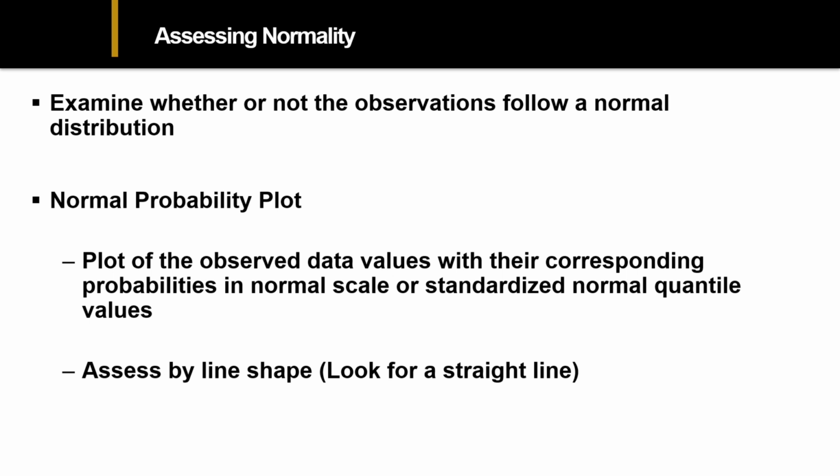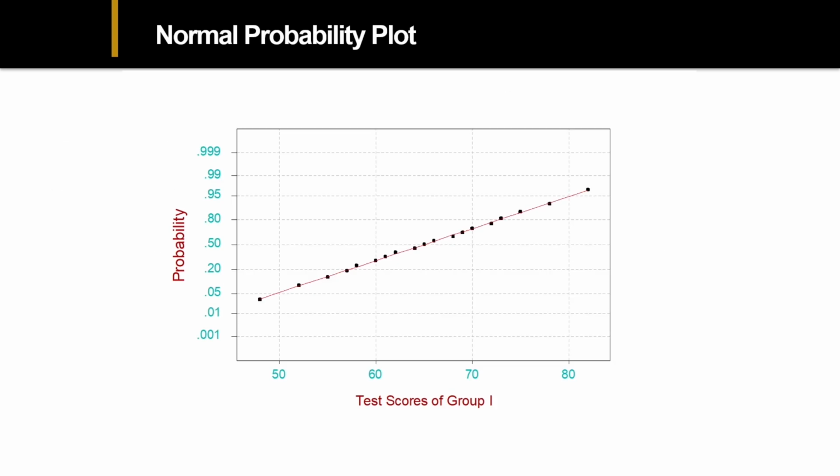Well, it starts off with a normal probability plot, and that plot is a combination of the observed values and then the corresponding probabilities in the standard normal quantile values. It's a mouthful, but we'll talk about it in a second. And then we want to look at that line shape itself. We want to see a nice straight line with the points close to it to be reasonably confident that a variable is or can be thought of as a normal distribution.